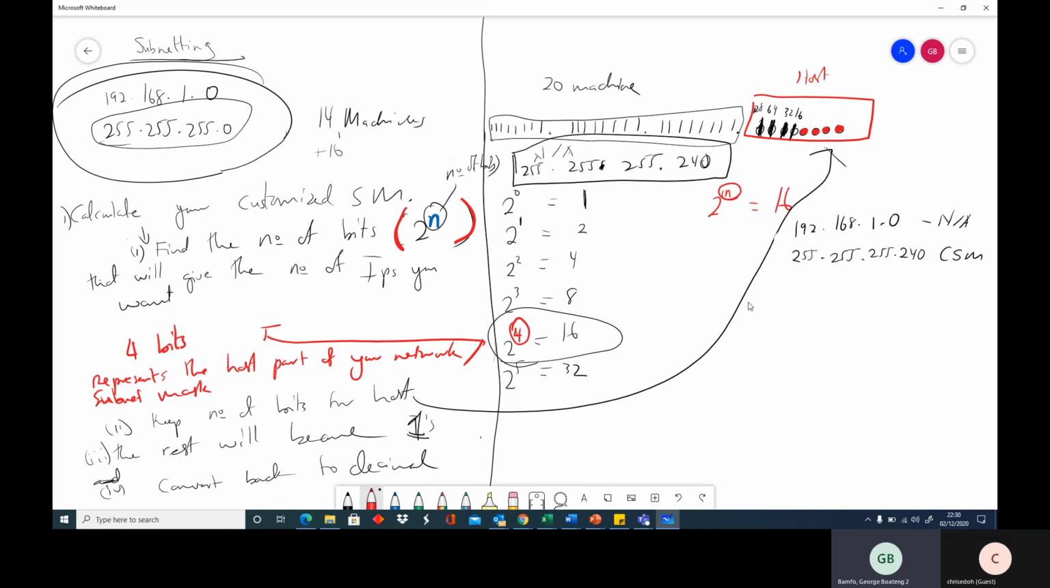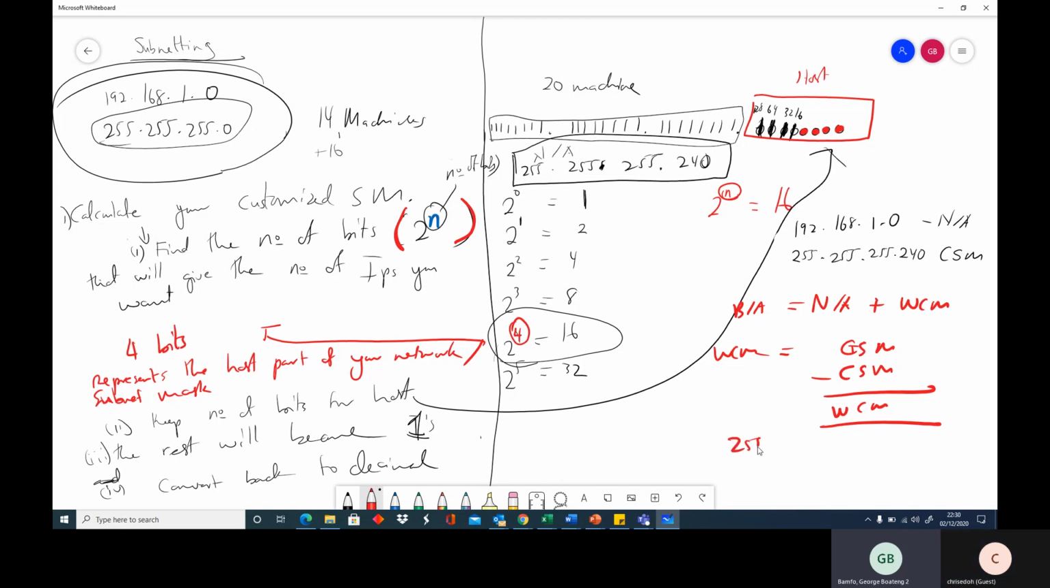So same old story. We need to find our broadcast address. Our broadcast address is equal to your network address plus your wildcard mask. And the wildcard mask is equal to the global subnet mask minus the subnet mask. The subnet mask is now the custom subnet mask, because this is our new subnet mask. Is that okay? Okay, yeah.